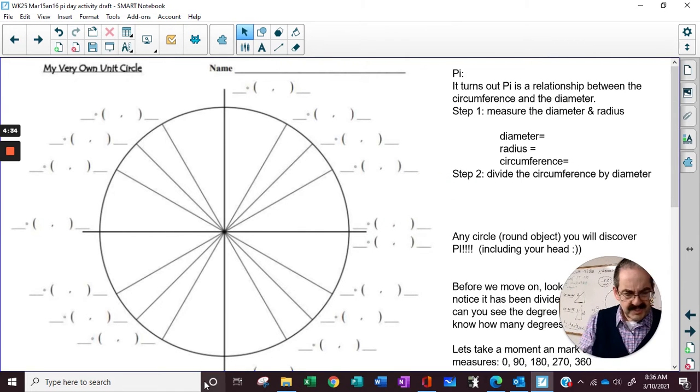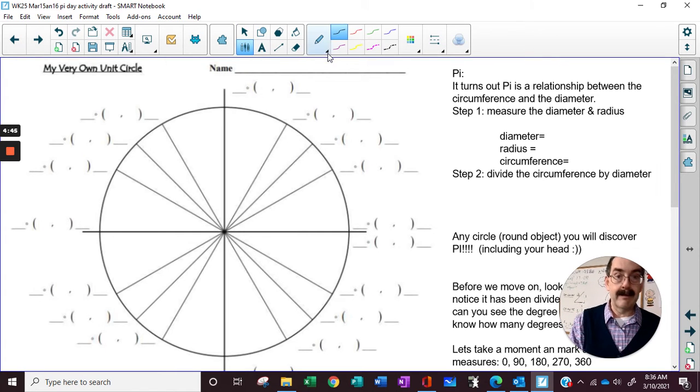Circumference. What is circumference? You guys know circumference? You remember him? Circumference? Oh, come on, everybody. It's Pi Day. Let's smile. Can't eat pie today. All right.